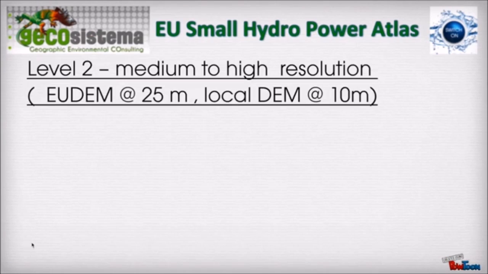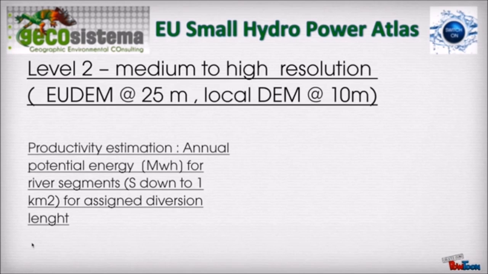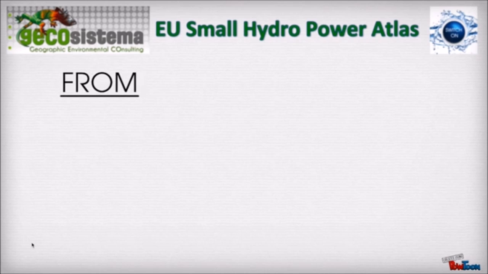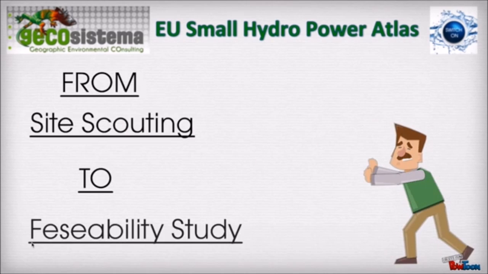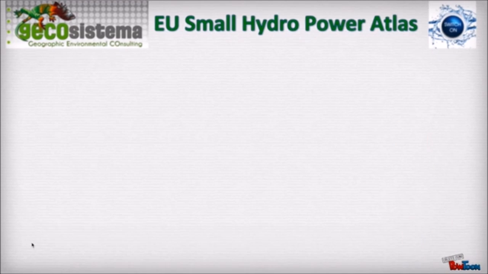Level 2 gives a productivity estimation using much higher resolution and much more detailed digital elevation models. Such productivity estimation is the annual potential energy for river segments that drain an area down to 1 square kilometer for assigned diversion lengths downstream. This information is good for site scouting and down to feasibility study. That is what comes immediately before preliminary design.